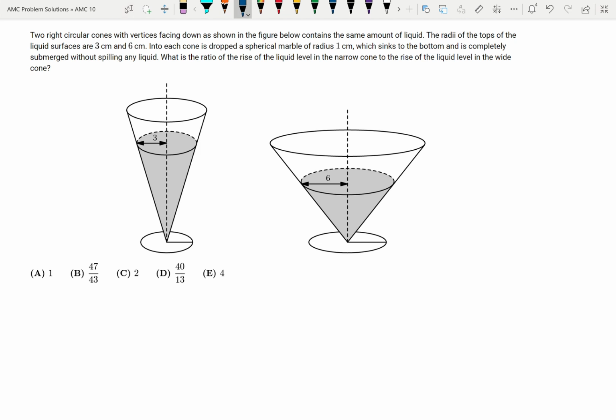First, we want to focus on the volume, just what's the formula for the volume of a cone. So we'll write that over here. The volume of a cone is going to be 1/3 pi r squared times h. So if we want to find the volume of the narrow cone, that's going to be 1/3 pi 3 squared h1, which comes out to 3 pi h1. And then for the volume of the wide cone, that's going to be 1/3 pi 6 squared h2, which comes out to 12 pi h2.